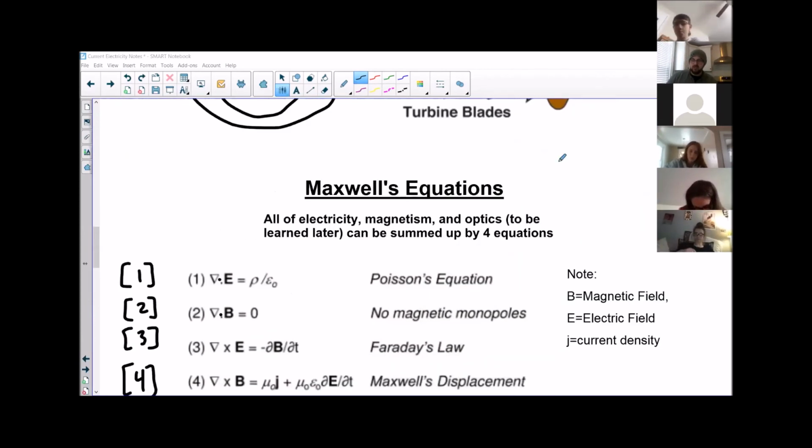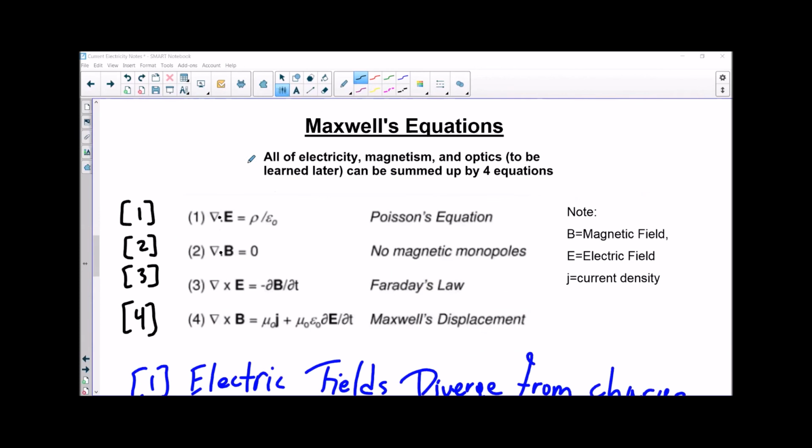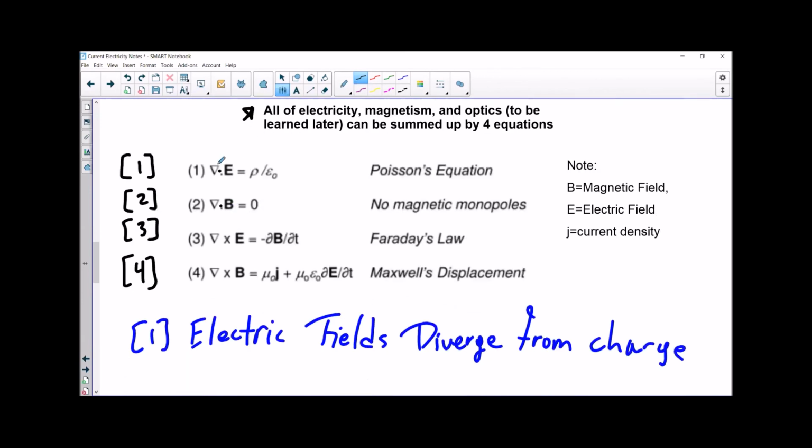So the statement is, all of electricity and magnetism and optics, which is light, which we're going to learn about later, can be summed up by 4 equations. So there's this little triangle here, that's a mathematical symbol, and then there's some dots and crosses. Those are mathematical symbols. But we see that there's 4 equations.